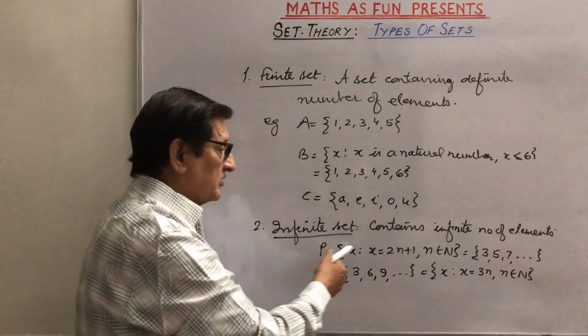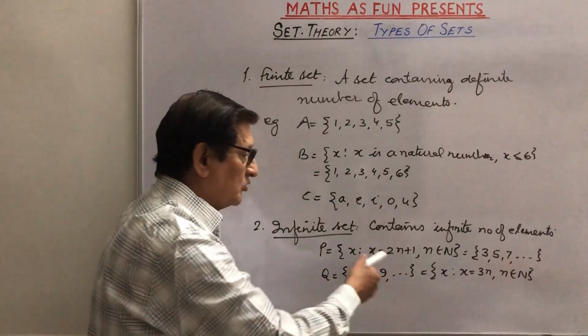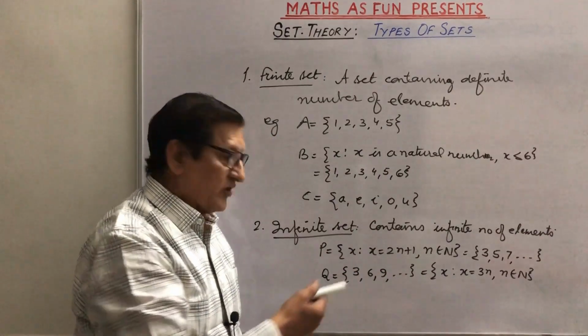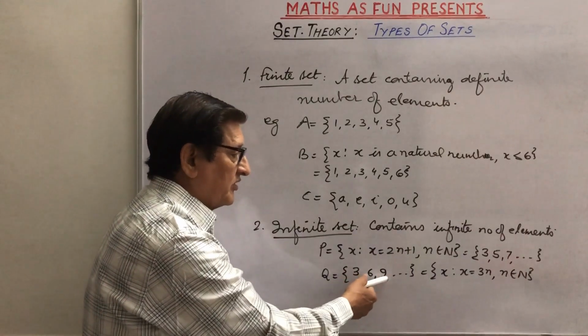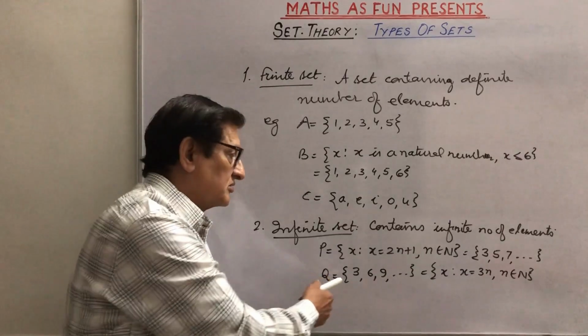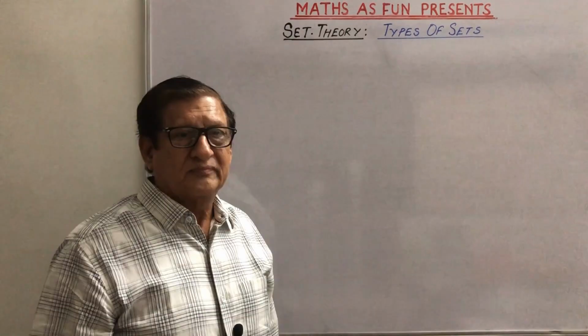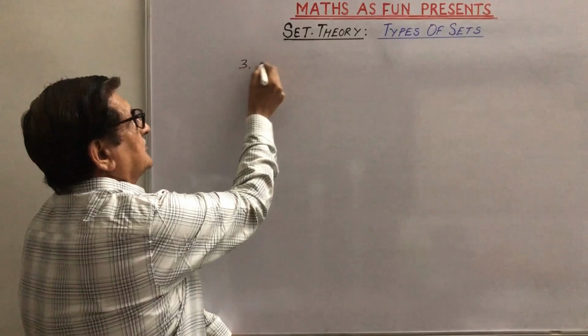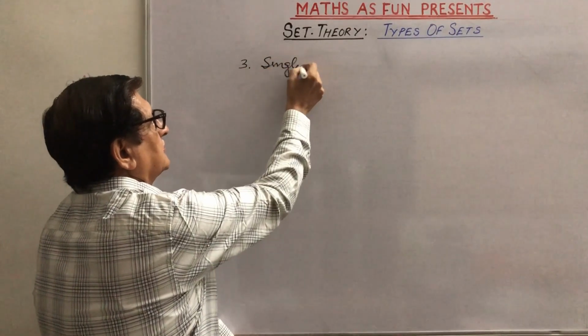We have to remember that when these are infinite sets and we are writing in the roster form, we write some of the numbers, like 3 numbers, and then we put 3 dots. That shows that this is continuing till infinity. Next type we have is the singleton set.